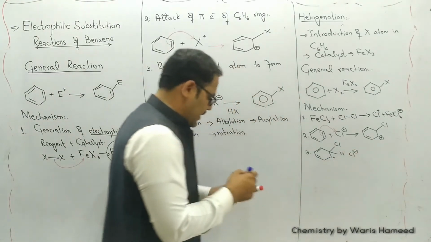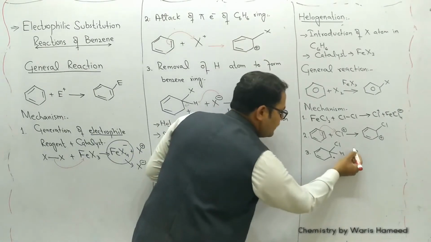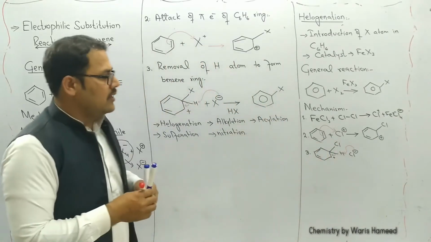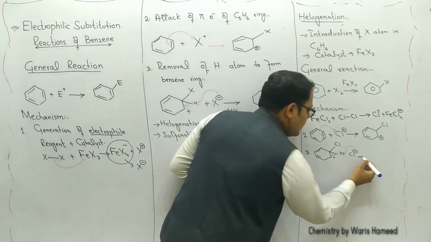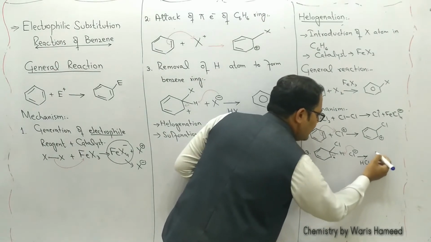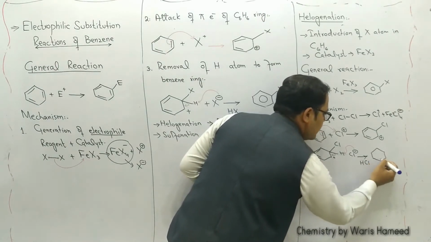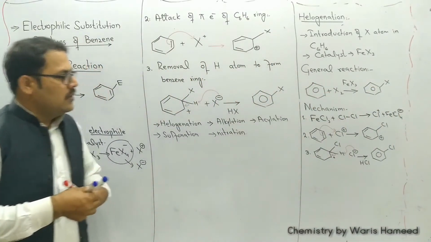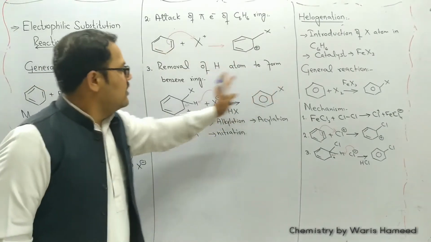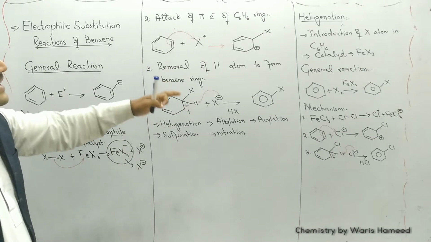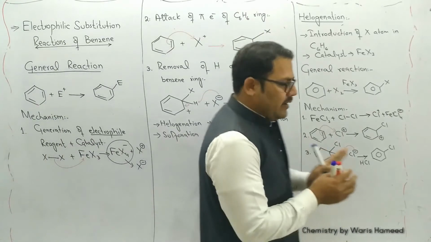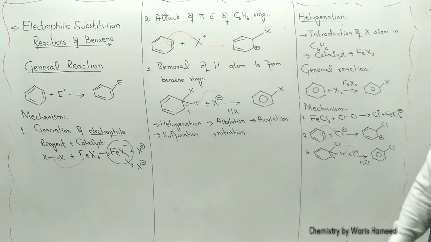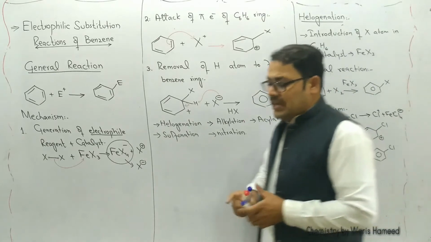This Cl negative will pick this hydrogen atom, and these electrons will come into the benzene ring again. It forms HCl and the benzene ring. Here is the product that's known as chlorobenzene. Compare this reaction with the general mechanism. We can clearly see that this reaction follows these three major steps that are involved in the reaction mechanism.